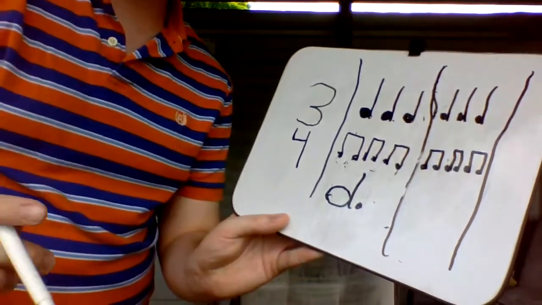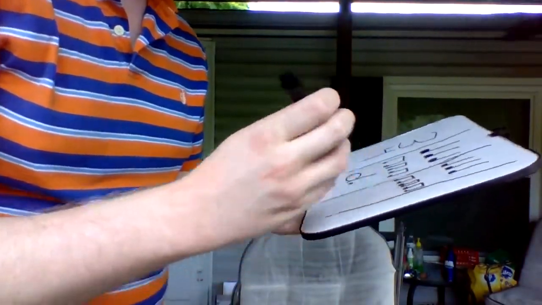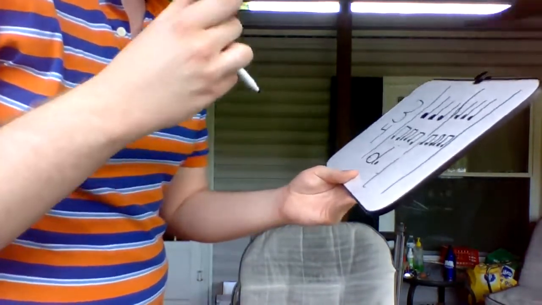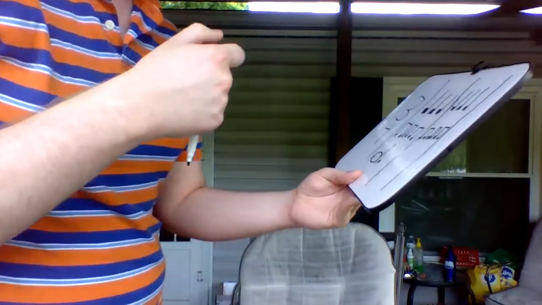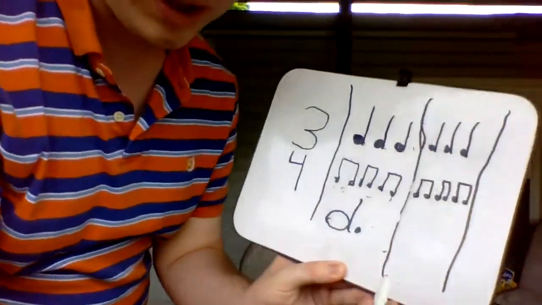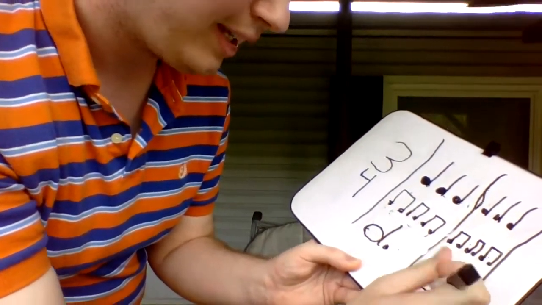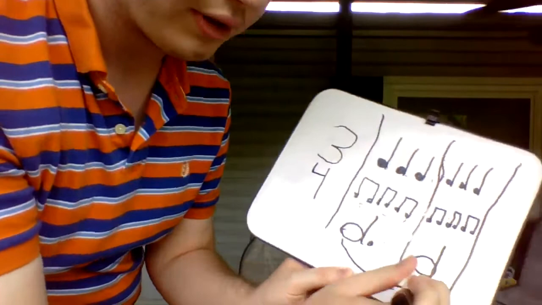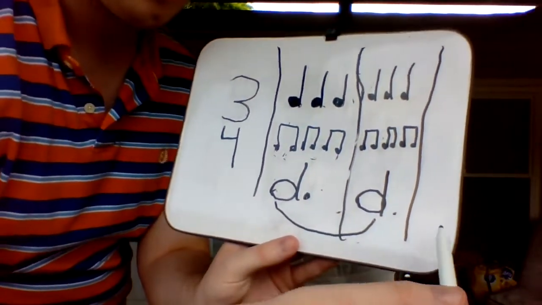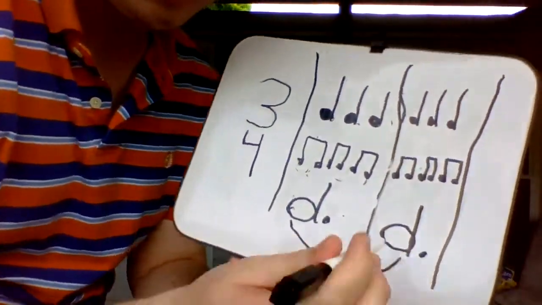If we want to sustain this note past the given measure, so we don't re-articulate it, by re-articulating it, I mean attacking the note again. So instead of going da da, if I want to hold this out for 6 beats across the measure, we can use what's called a tie, which is basically just a little curvy line. It goes across right here.